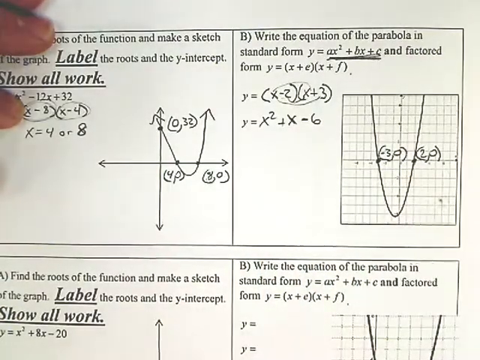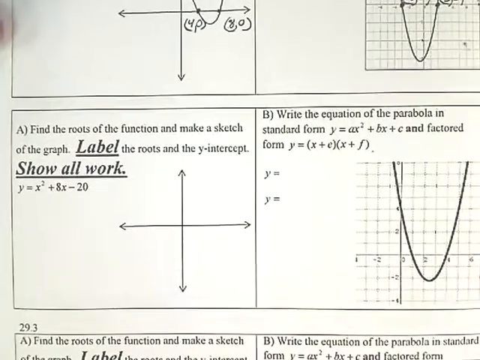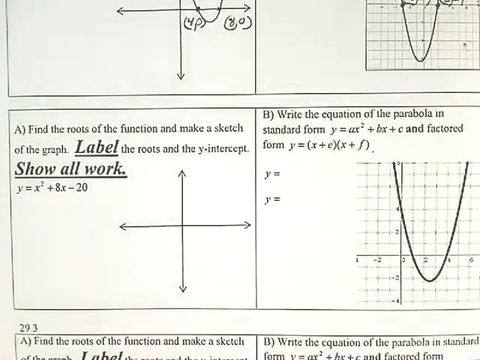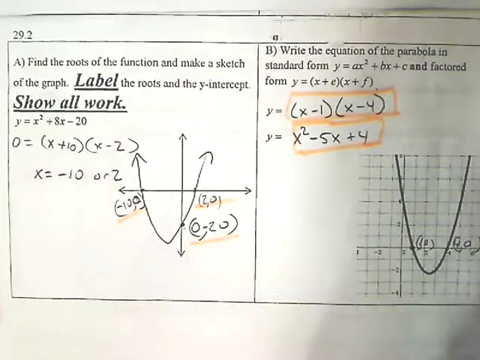Alrighty. Now I'm going to give you a couple more. There's this one. Hit pause. And then do it on a piece of paper. And then we'll come back and check it. So you hit pause. And we're back.